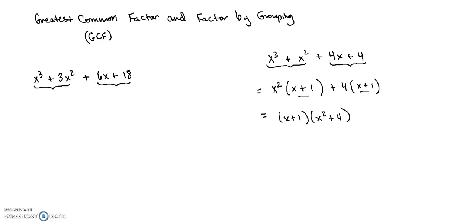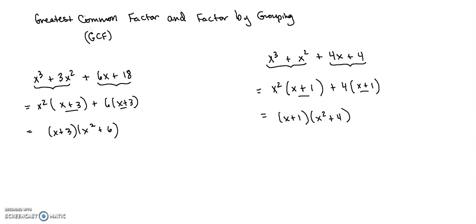Okay, so group the first two, group the last two. We can take x squared out of the first two, and we're left with x plus 3. And we can take a 6 out of the second group, and we're left with x plus 3. All right, and these match, which they need to, so we can factor out x plus 3, and we're left with x squared plus 6. Okay, so that's the idea for factor by grouping.